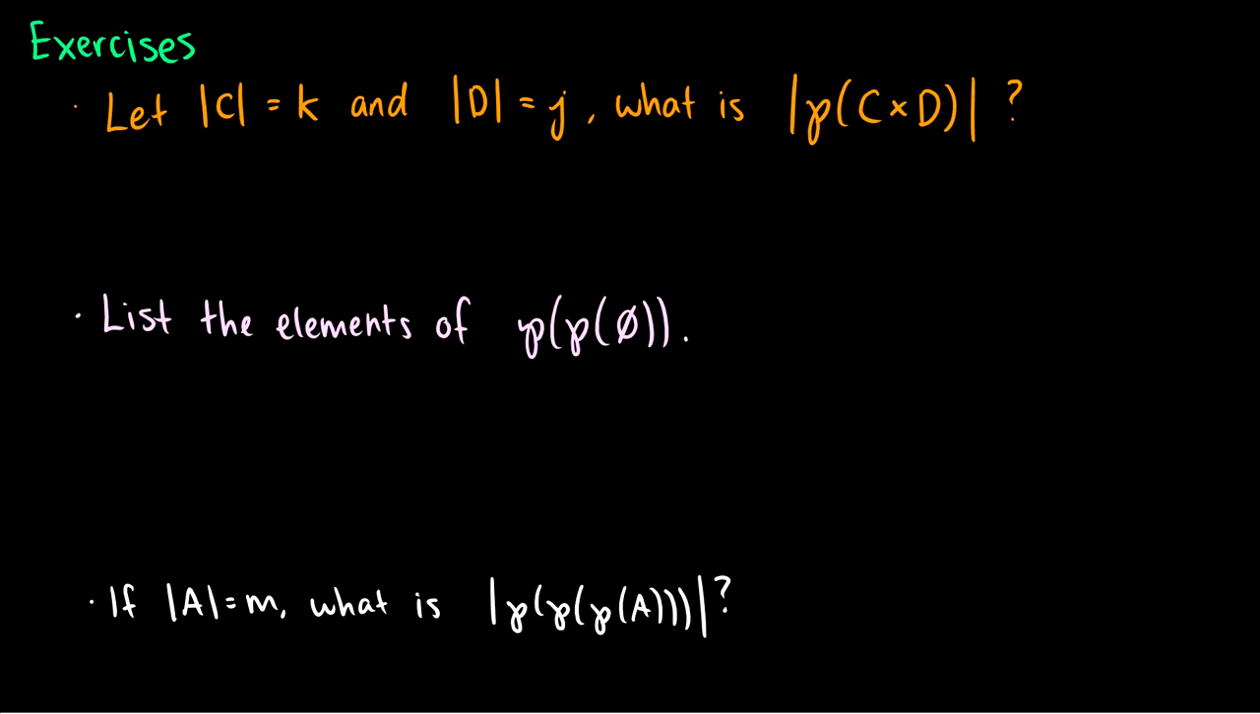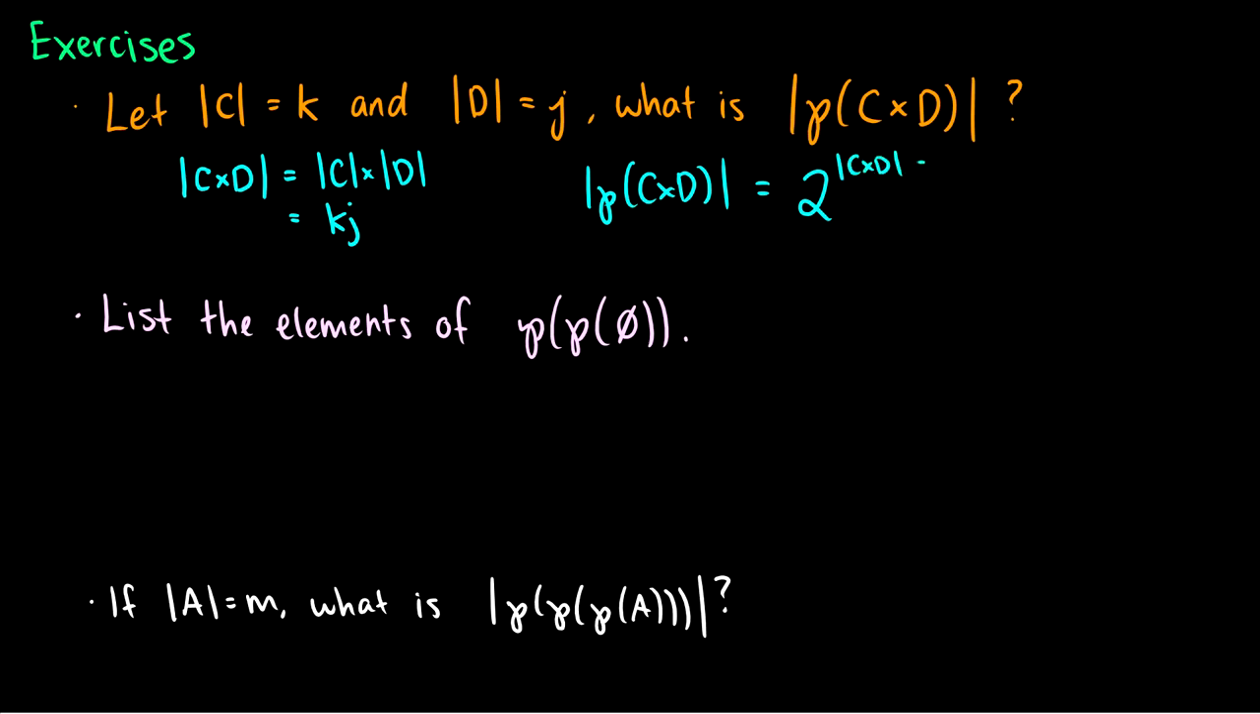Okay, so let's just do some exercises. I'm not looking forward to the second one, but we can do the first, second, and third. The first one says, let the size of C equal K, and the size of D equal J. What is the size of the power set of C cross D? Well, let's remember, the size of C cross D is just the size of C times the size of D. So this is just K times J. Which means that the size of the power set of C cross D will just be 2 to the size of C cross D, which we know is just equal to 2 to the K times J. So when you take Cartesian products with power sets, things get really crazy really fast.